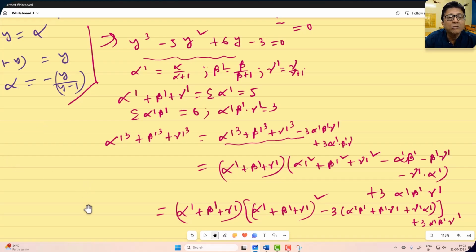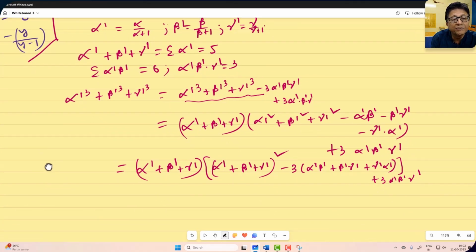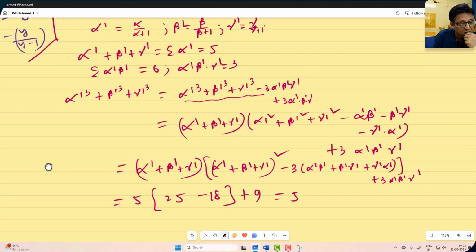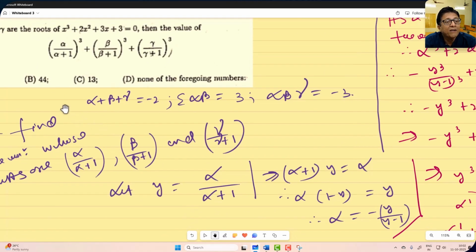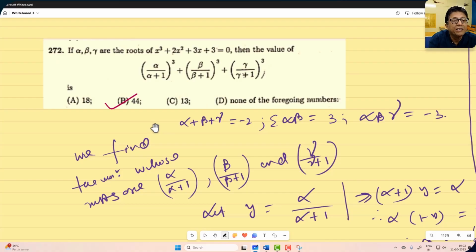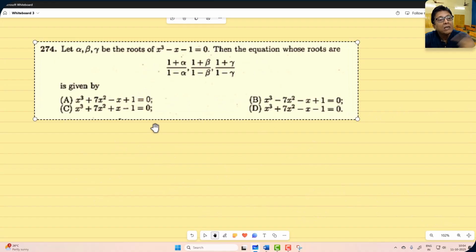just put the values we got there. This is 5 times (25 minus 18 plus 9). So this is 5 into 7 plus 9, 44 I got. Hope you also have got this thing. The final answer is part B. Clear? 272 answer is this one based on the concept I have already told you.